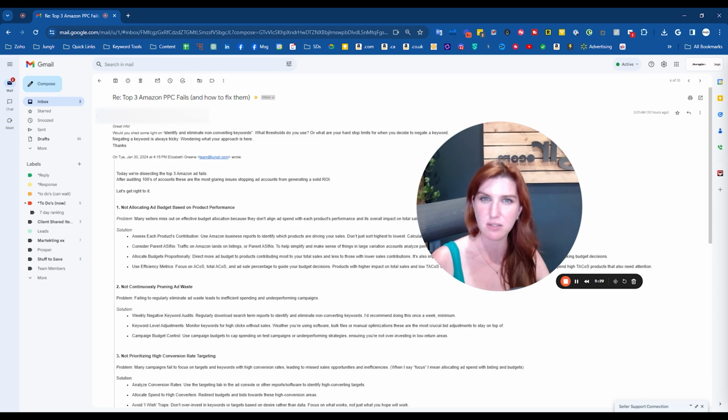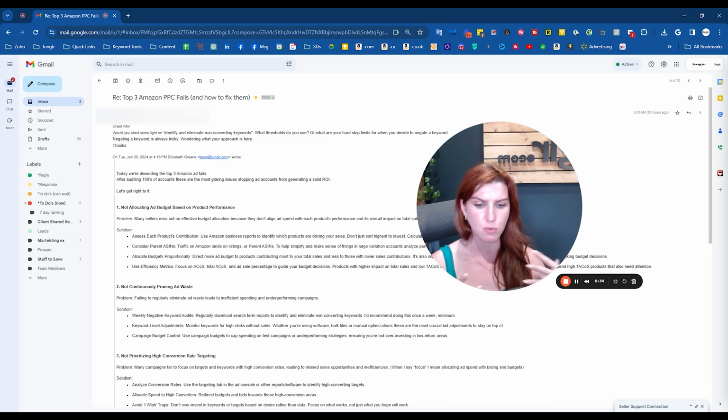Or I'm worried that if I negate these, I'm going to cause issues with where my product is going to appear on Amazon. And is that going to come back to bite me? Am I getting rid of some good stuff? So I would say, as long as you have a high enough volume of clicks to be confident that that is a search term that does not perform well for the product.